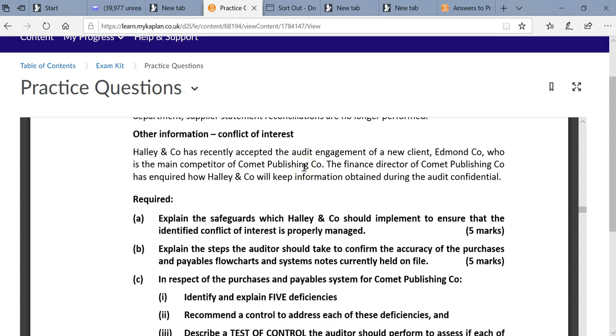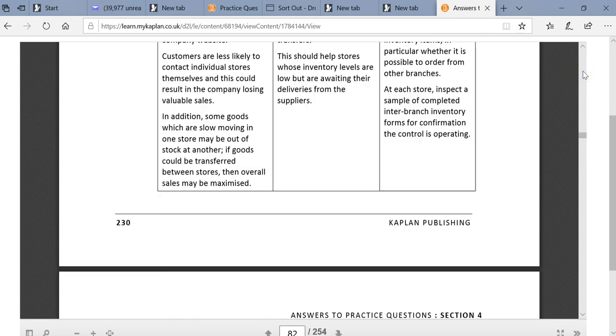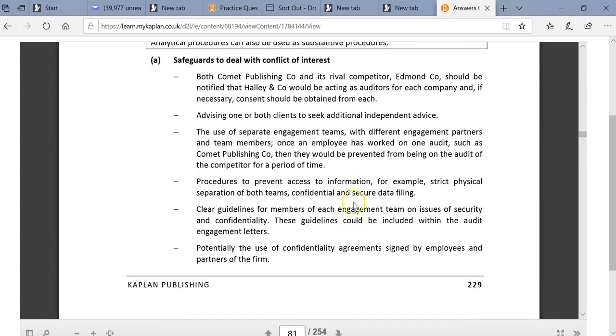Key issue here is we need to let both parties clearly know what we're doing. Set up two separate groups, two separate teams, implement some Chinese walls, get some legal advice, if you like. And ultimately you want to write that, listen, if this isn't going to work, we probably just have to let one go, right? Let's look at the answers very quickly as to what they're telling us to do.